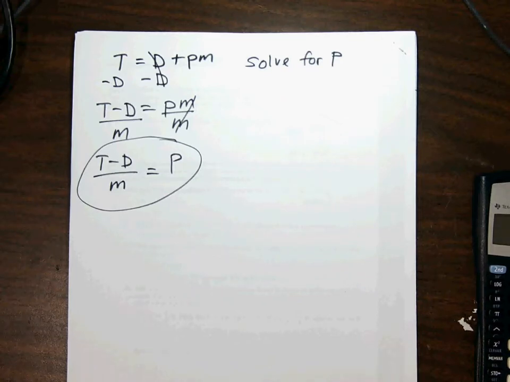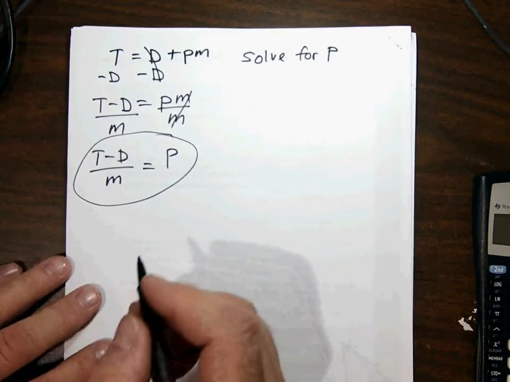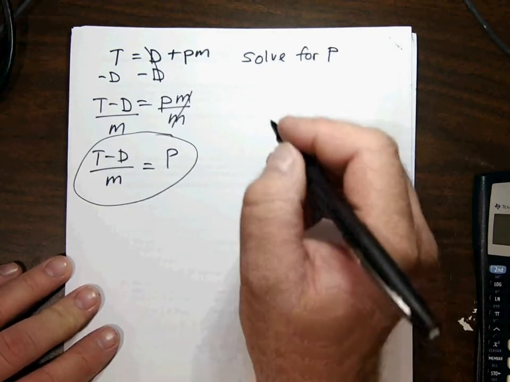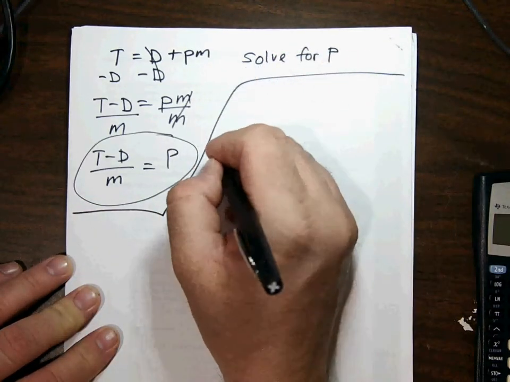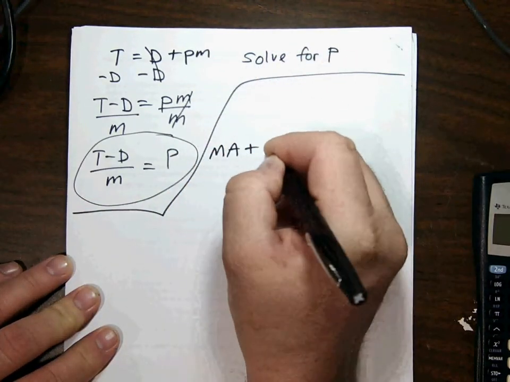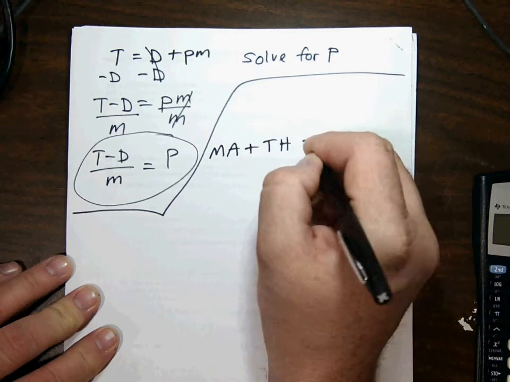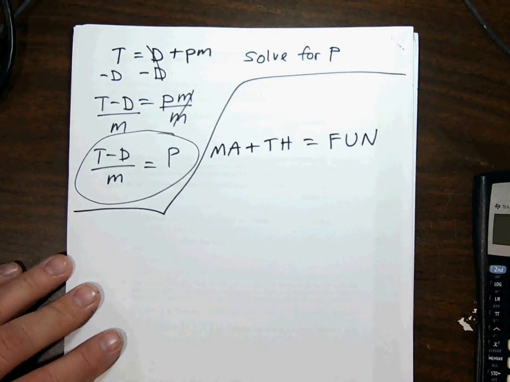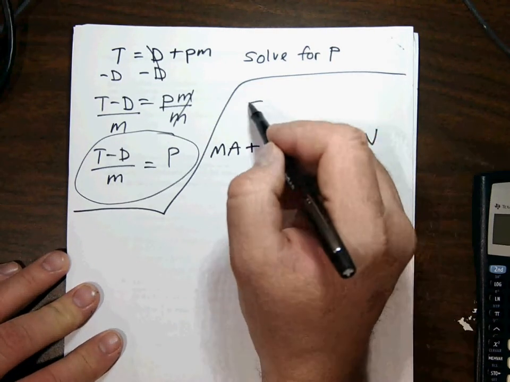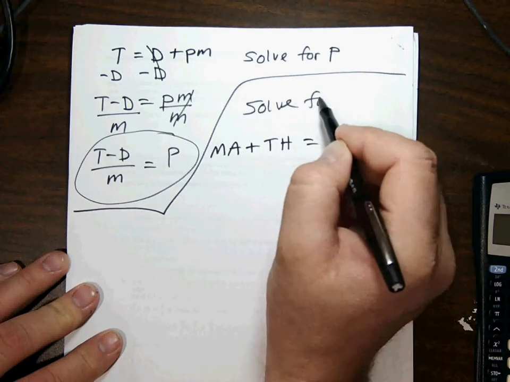Okay? Now I always throw one more at my students here. I do something like this just to annoy them. I do something like MA plus TH equals FUN. That kind of looks like math equals fun, doesn't it? It sure does. Let's solve for A.